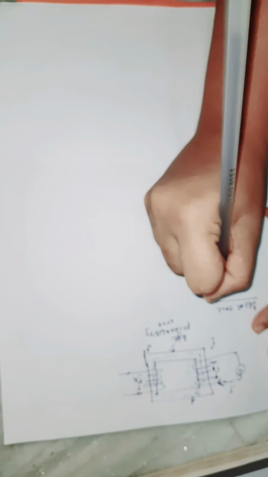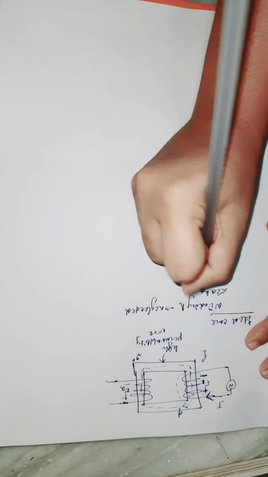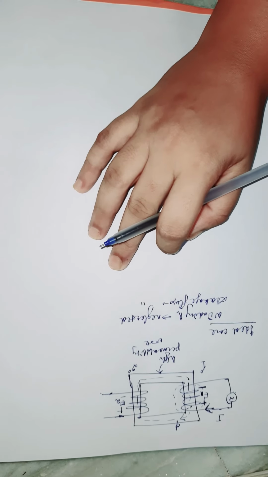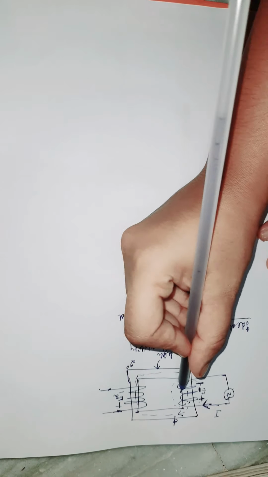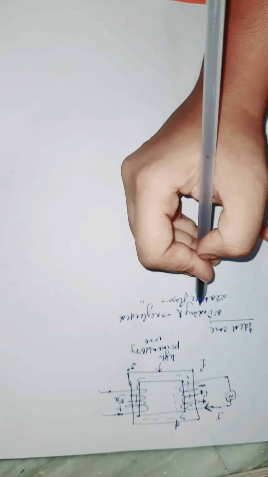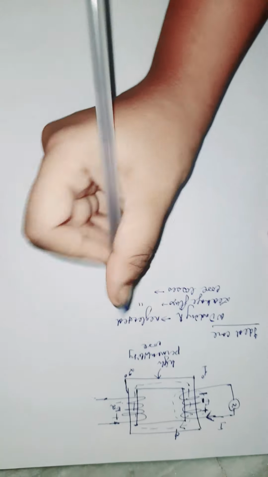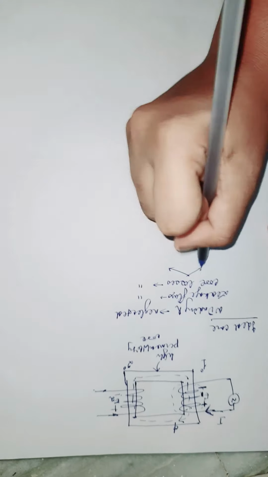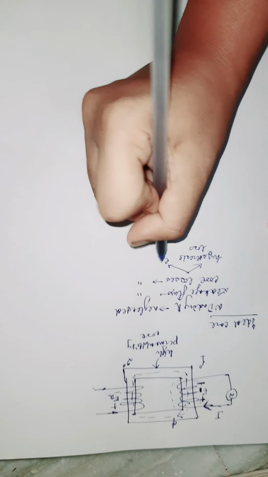Ideal case means winding resistance is neglected. And what else is neglected? Just like we discussed now, leakage flux is neglected. Leakage flux being neglected means all flux that is set up here links the secondary. And core losses, as you might know, are divided into two parts: hysteresis loss and eddy current loss.